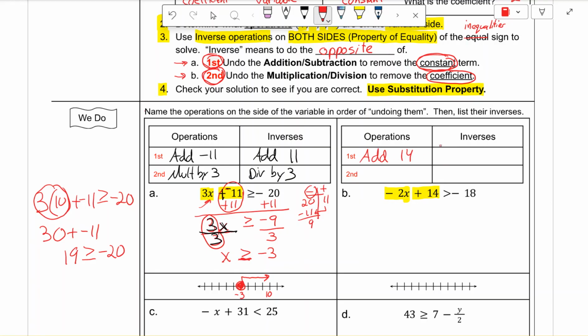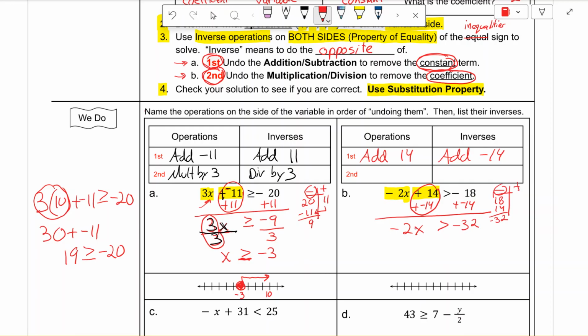Well, what's the inverse of adding 14? We are going to add negative 14. You could also subtract 14, it would work just fine. Okay, so let's go ahead and add negative 14 to both sides. Now this does create a 0, so that's good. Negative 2x comes down. The sign comes down. And negative 18 plus negative 14, negatives plus negatives gives you more negatives. So we're going to add those together. Negative 32.